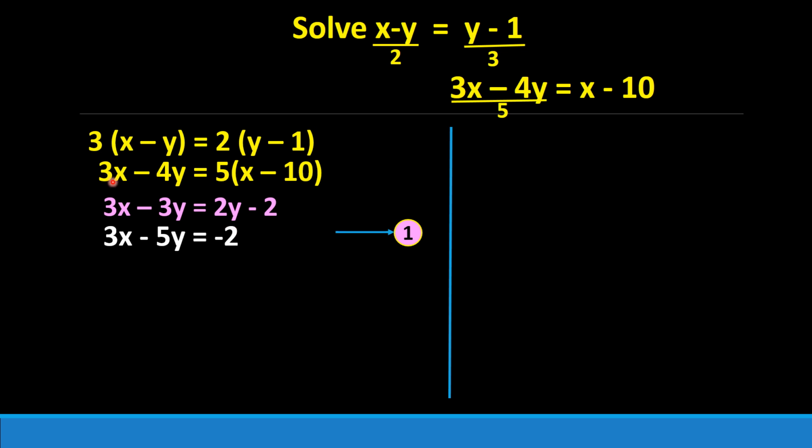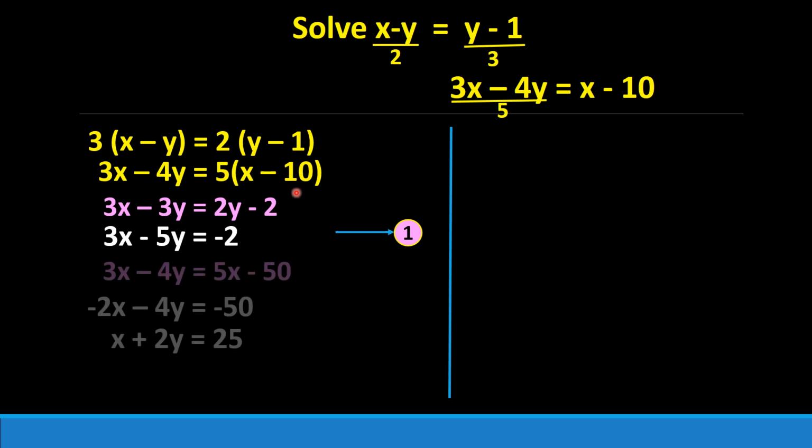Now let us take the second one. 3x minus 4y is equal to 5 into x minus 10. 5 into x minus 10 will be 5x minus 50. So that will be 3x minus 4y is equal to 5x minus 50. And this x can be taken to this side. So that will be 3x minus 5x minus 4y is equal to minus 50. So 3x minus 5x will be minus 2x, and the other things are same. Minus 4y is equal to minus 50.